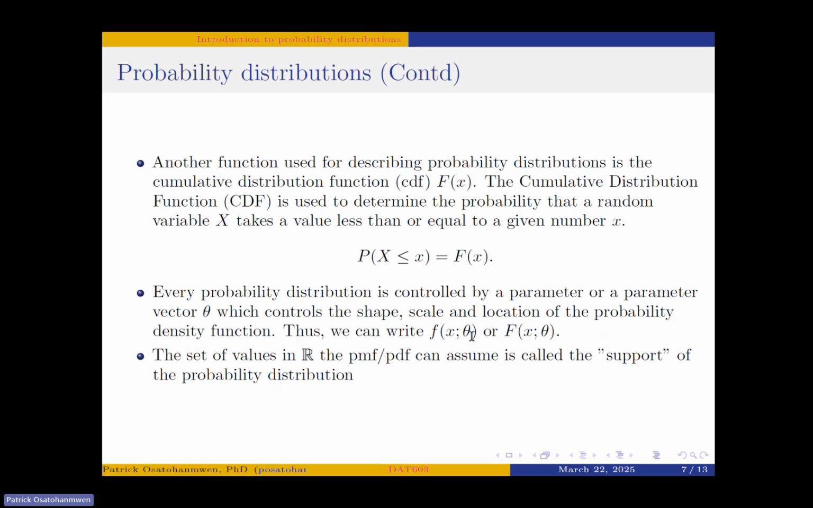So because we cannot do away with the fact that there are parameters that control these distributions. Now, who can tell me what the parameter is in the case of the Poisson distribution? It's just lambda. So it means theta here becomes lambda. That lambda is called the rate parameter. What about the case of the binomial distribution? What are the parameters? Who can tell us?